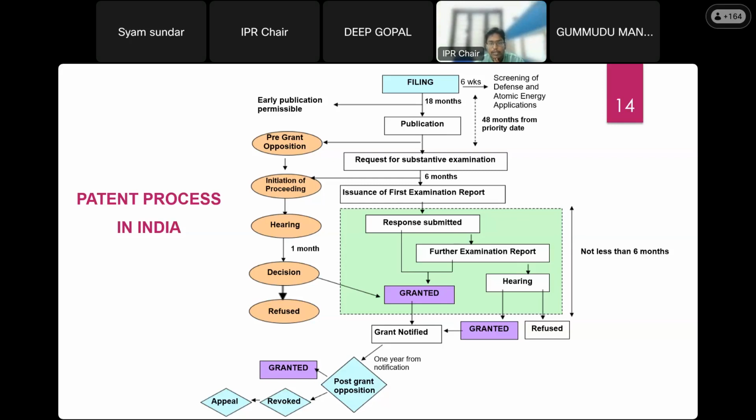You need to do that within 48 months from the priority date of your application. Priority means the first filing, whether it is a provisional or complete specification or whatever it may be. From that first filing date, within 48 months, you need to request for the examination. If you don't request, your application will be abandoned. So after publication at 18 months, comes the request for substantive examination, which you can make within 48 months from the date of priority.